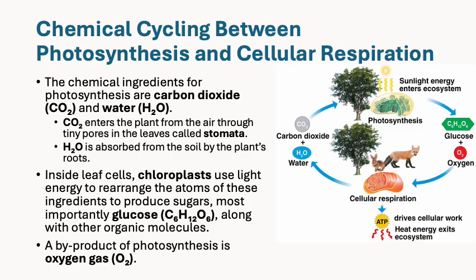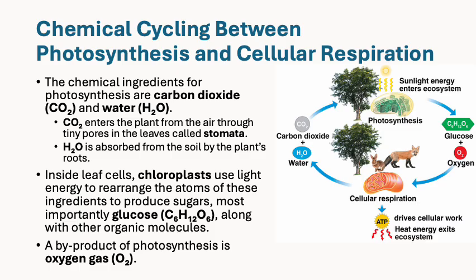Photosynthesis begins with two simple molecules, carbon dioxide and water. Carbon dioxide enters the plant from the air through tiny openings in the leaves called stomata. These pores allow gases to move in and out, connecting the plant to the atmosphere. Water is absorbed from the soil by the roots and transported upwards through specialized vascular tissues to the leaves. Inside the leaves, chloroplasts capture light energy and use it to rearrange the atoms of carbon dioxide and water.